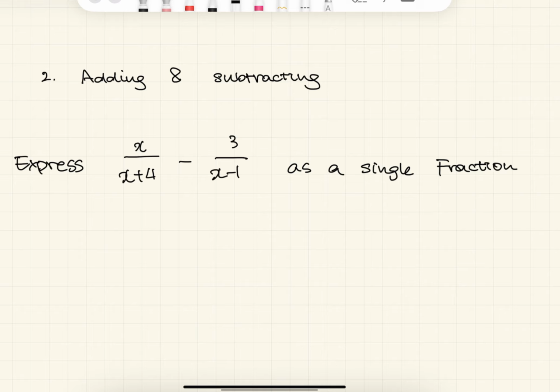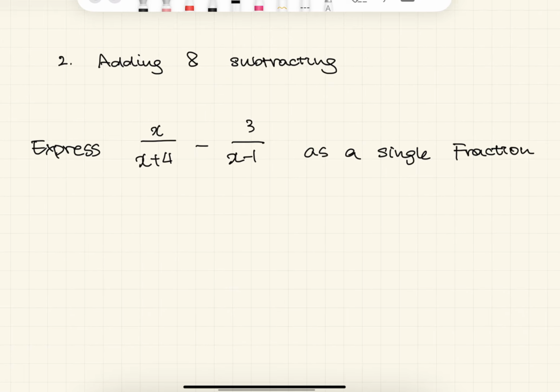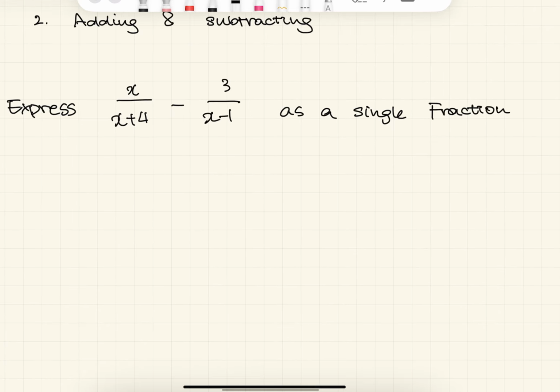Next, I'll be explaining adding and subtracting algebraic fractions, and I will use this question as an example. So first, what you want to do is create a common denominator. And the lowest common denominator for these two fractions is, of course, the product of the two denominators, so x plus 4 times x minus 1.